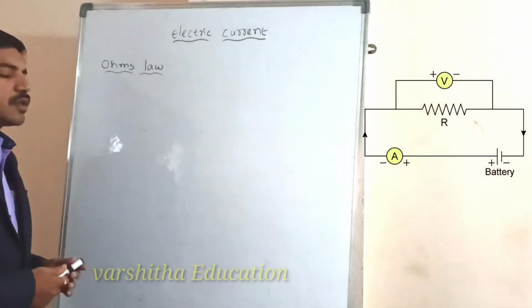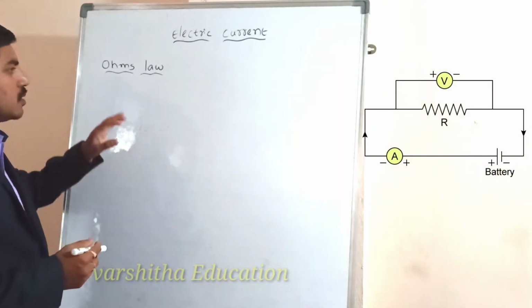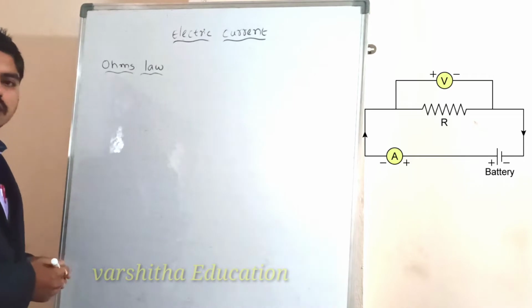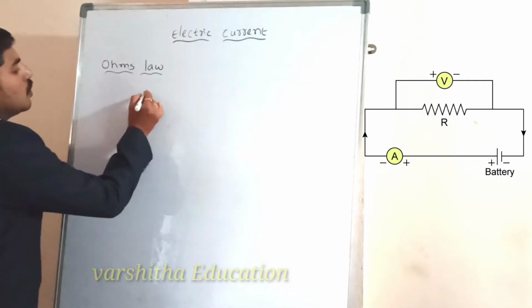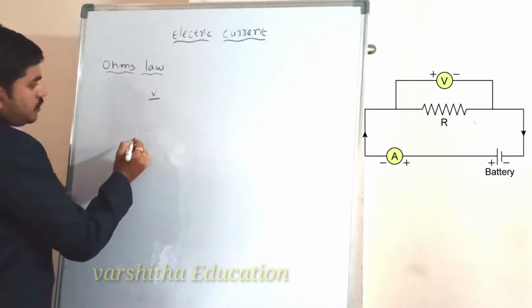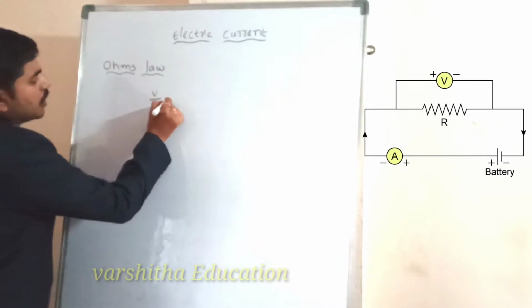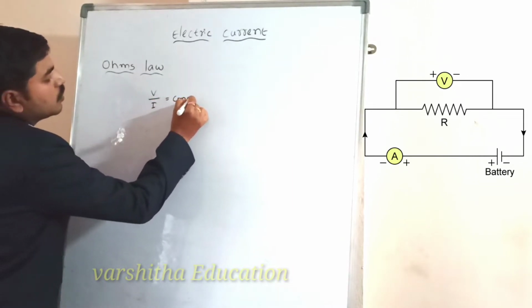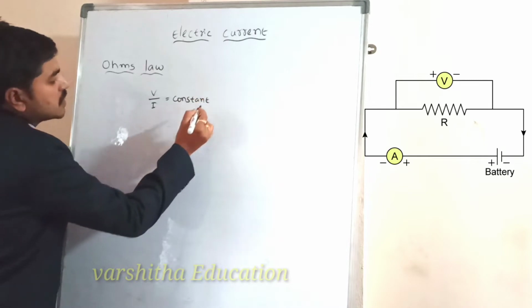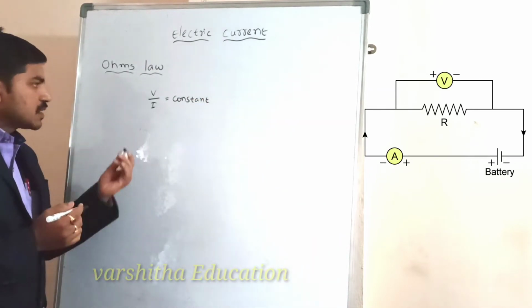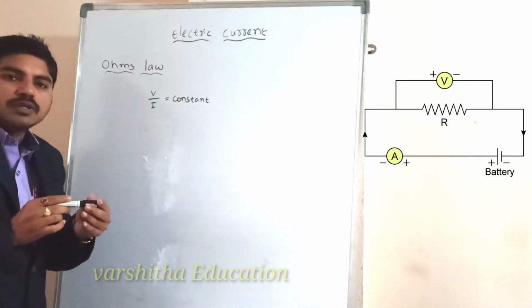Let us discuss Ohm's law. Ohm's law is simply that V by I is a constant. We want to show that V by I is a constant. In previous classes we already discussed what V is and what I is.